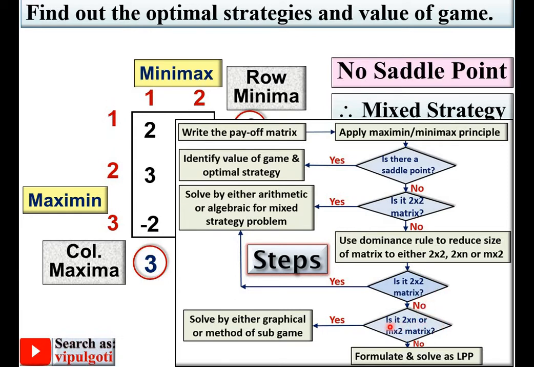So once again ask the question, is it 2 by n or m by 2 matrix? 2 by n, that means what? 2 rows and n columns. M by 2 means m rows and 2 columns. So here we can say 3 rows and 2 columns. So here we can see indirectly it is m by 2 matrix. So the answer is yes, it is m by 2 matrix in our case. So that I can solve the problem by either graphical method or by method of subgame. So now I am going to apply the method of subgame.